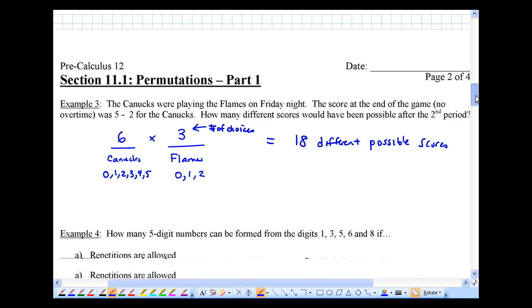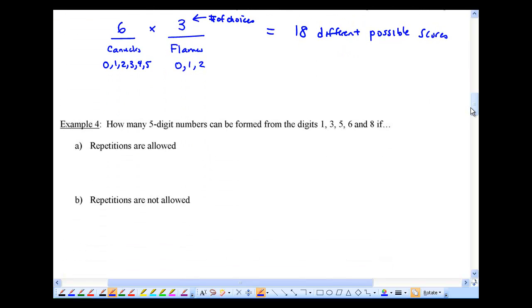Another example here. Oh, we can talk about creating numbers. How many 5-digit numbers can be formed using these digits? The 1, the 3, the 5, the 6, and the 8. Now here I'm going to do a little something different. I'm going to show you what's the difference if I allow repetitions, meaning you can repeat the same number every single time. And what happens if you don't allow? Let's say once you've picked a number, you cannot use it again. Things change.